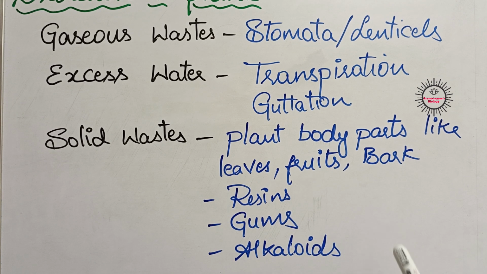Resins are stored in old xylem. These resins are useful for varnishing purposes, that means they are used for painting. Gums are useful for adhesive purposes. Many alkaloids are also produced in plants. Nitrogen containing substances are produced in the form of alkaloids in plants, and these alkaloids are used as medicines.